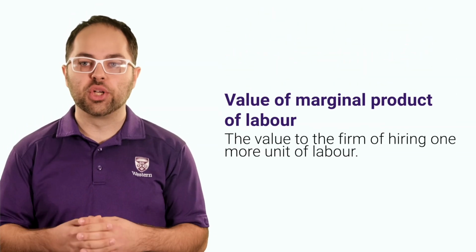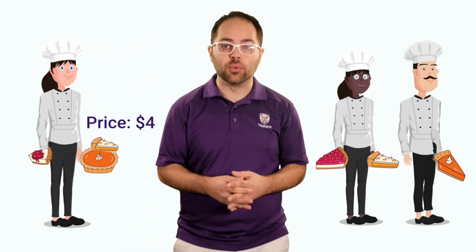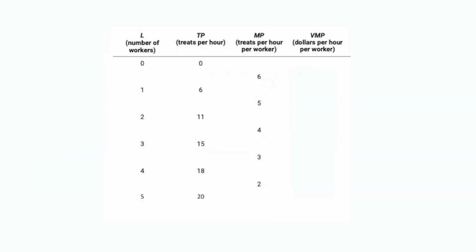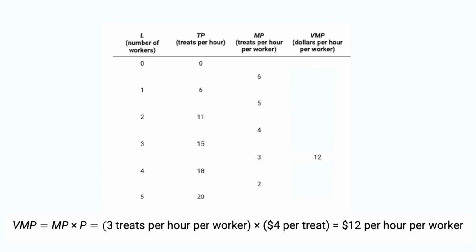The value of marginal product of labor is the value to the firm of hiring 1 more unit of labor. To Glucinda, the value of hiring more workers doesn't come only from the increase in the quantity of treats produced, but depends on the price of the treats too. To calculate the value of marginal product of labor, we multiply the marginal product of labor by the price of a treat. Let's return to the table. When the marginal product of labor is 3 treats per hour per worker and the price of a treat is $4, the value of marginal product of labor is $12 per hour per worker. So we write 12 in the table here. And we get these numbers repeating the steps in the remaining rows.